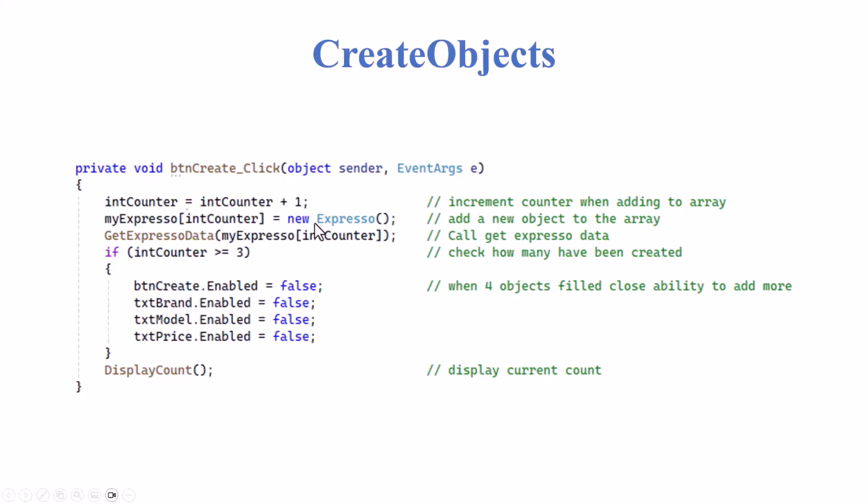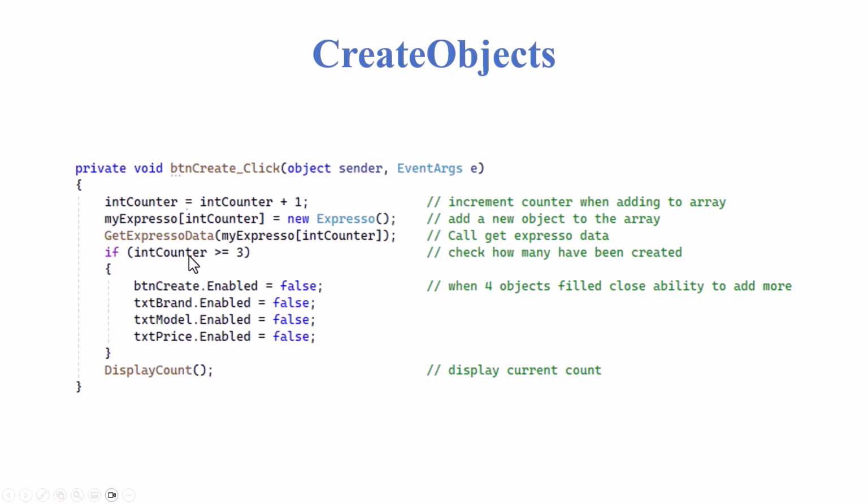That's going to be our first object we're going to create. We're then going to get espresso data. So we're going to pass my espresso int counter. We're going to pass that object to another method, which is going to allow us to fill it with the text data. Then when that's done, it comes back to this thing.